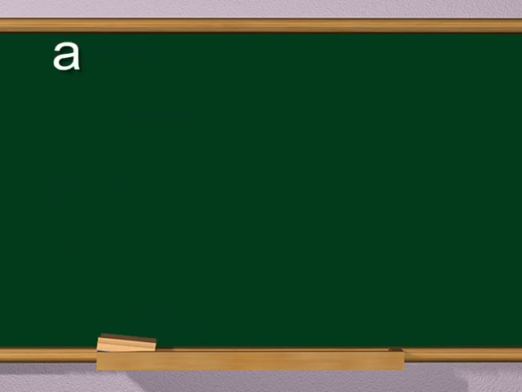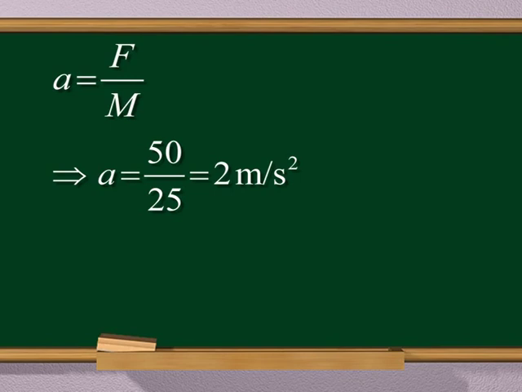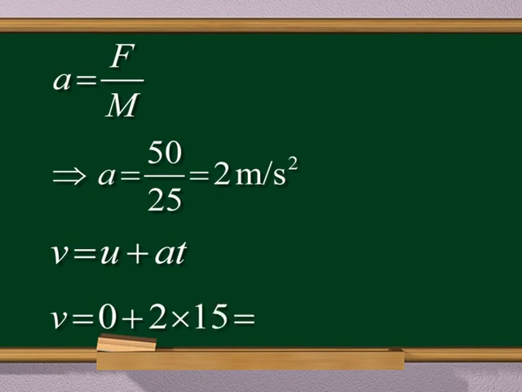If a is the acceleration produced, then a is equal to F by m, or it implies that a is equal to 50 by 25 equal to 2 meter per second square. Since the final velocity is given by v equal to u plus at, the velocity acquired by the body after 15 seconds is v equal to 0 plus 2 into 15, which is equal to 30 meter per second.